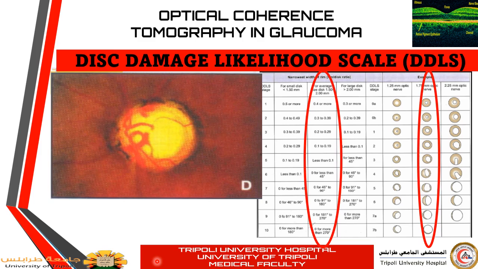likelihood scale. It is more reliable, more reproducible, and they found that it also corresponds to the visual field changes, that when you find a patient with a larger stage, you will find significant changes in the visual field. Since there is numerical data, it is more useful in the diagnosis as well as in the staging of glaucoma.